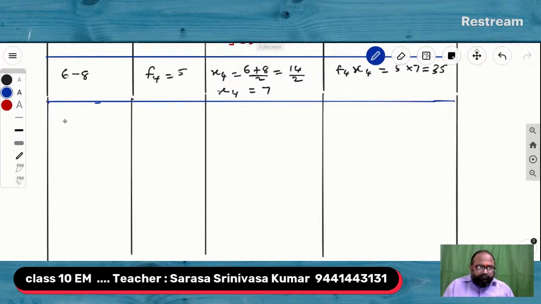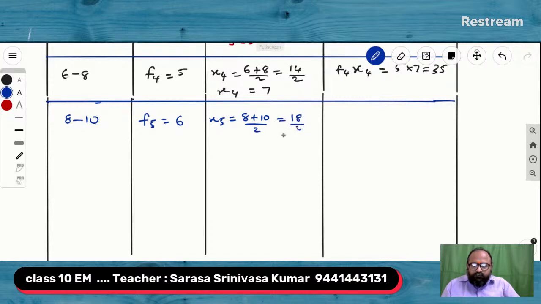Now we consider the 8 to 10 class interval. Here f5 is given, it is 6. Now we calculate x5, that is the class mark for the class interval 8 to 10: upper limit plus lower limit by 2. 8 plus 10 by 2 equals 18 by 2, so x5 equals 9. We got x5 equal to 9.